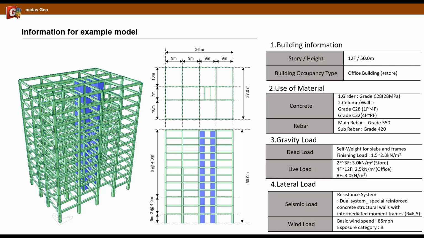For the seismic force resisting system, a dual system is used: special reinforced concrete structural walls with intermediate moment frames, as per table 12.2-1 of the ASCE 7 code. And for wind loads, these conditions are used: basic wind speed is 85 mph and exposure category is B.